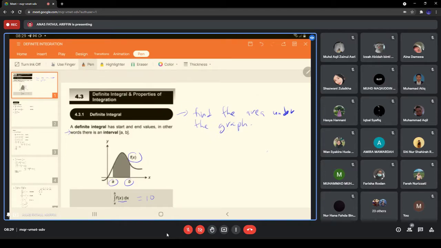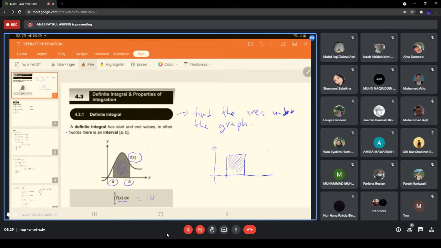Okay, so let's say we have this graph function f(x), and we want to find this whole area. That's why we integrate. Or let's say we have this kind of graph, a rectangular one. We want to find the area for this graph.